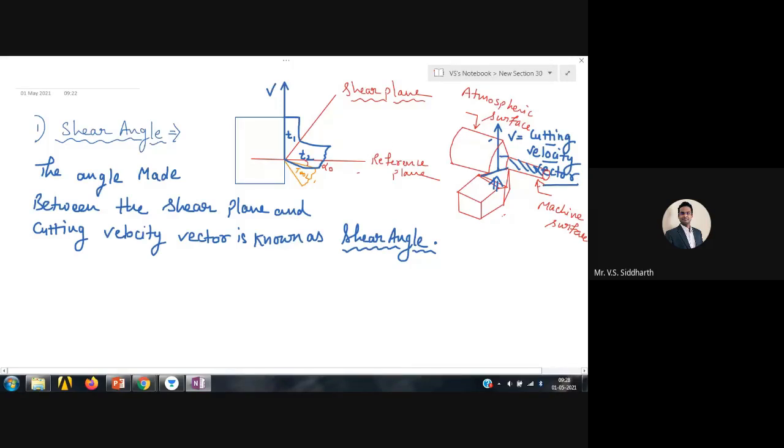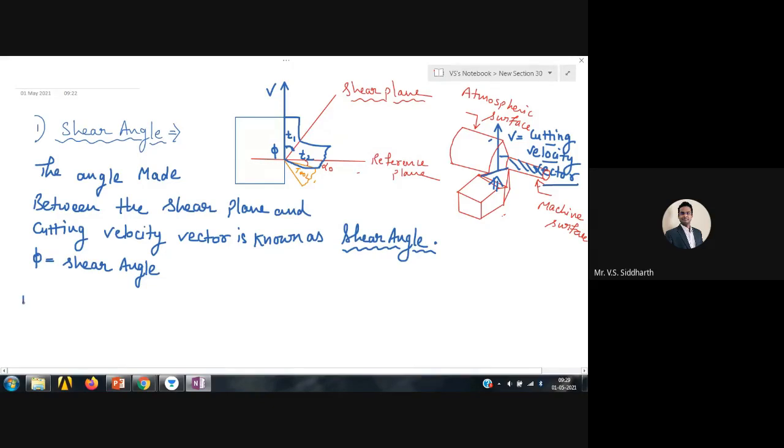Since the cutting velocity vector is pointing in the upward direction, can I say that this is also the cutting velocity vector in this diagram? So now, as per the definition, the angle made between the shear plane and the cutting velocity vector is known as the shear angle. So can I say that this angle is my phi, and phi is nothing but the shear angle? Clear? So that is the shear angle.